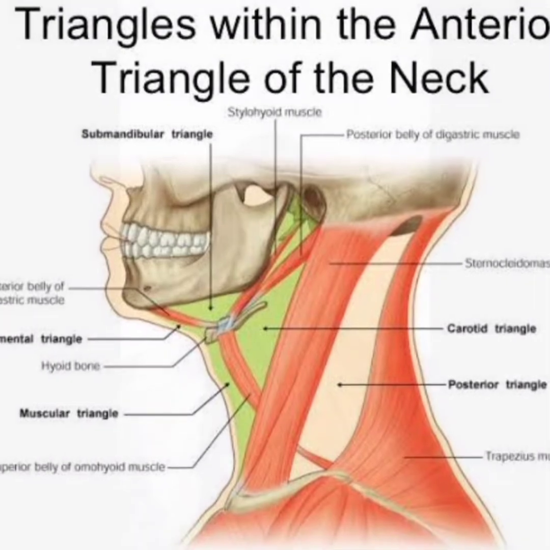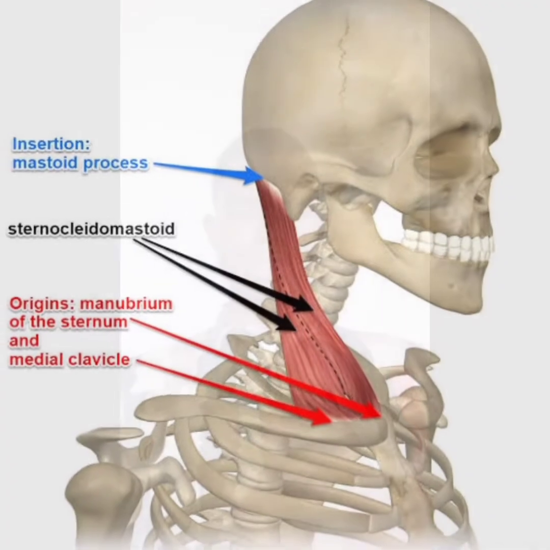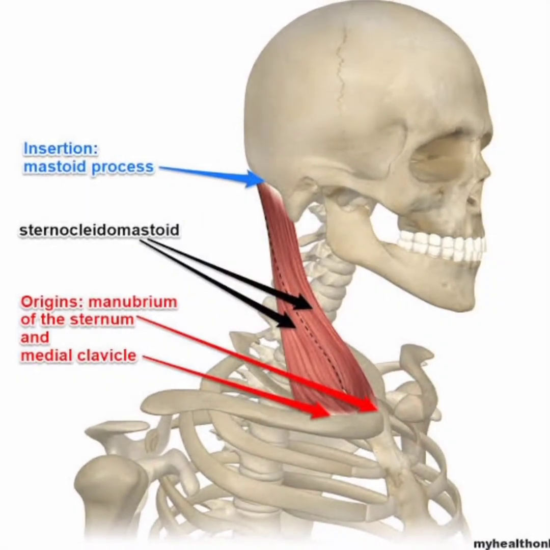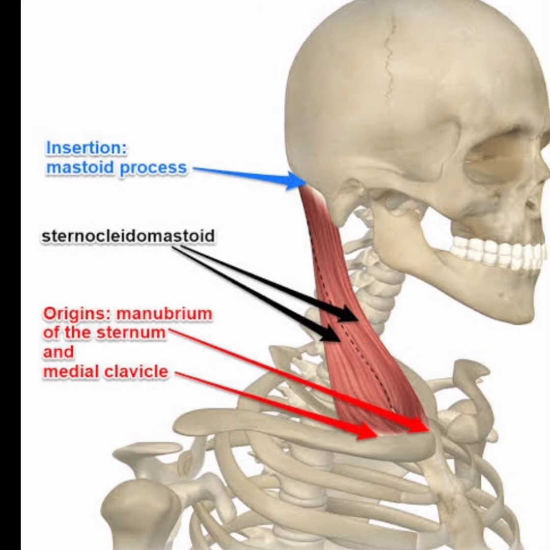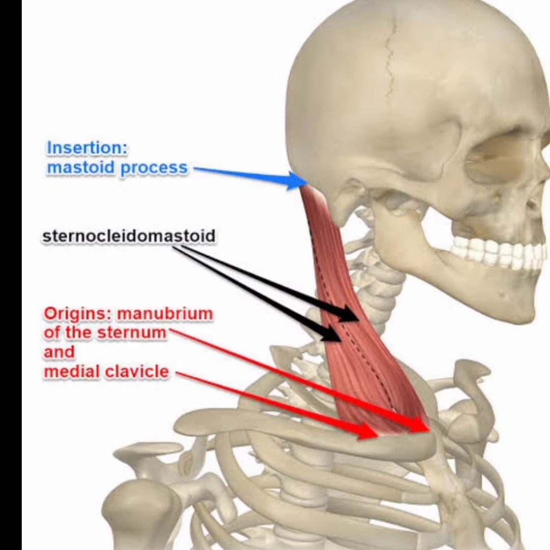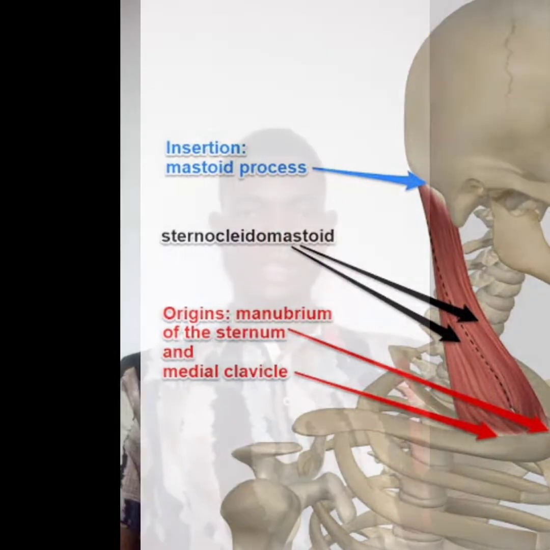The sternocleidomastoid muscle originates from the upper part of the manubrium sterni and the medial third of the clavicle. It runs upwards and laterally to insert at the mastoid process of the temporal bone, and also laterally at the nuchal line. The sternocleidomastoid muscle has an action.